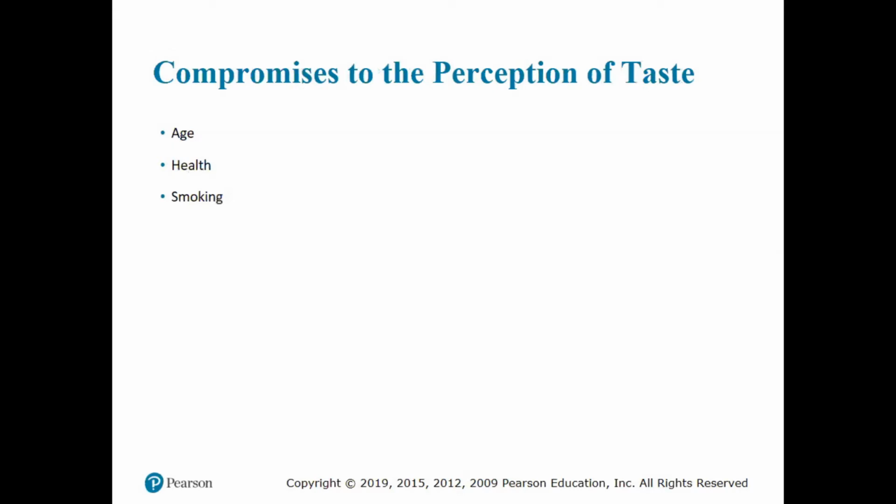Some compromises to perception. Age. The older we get, the less responsive our taste buds are. So it actually makes sense as to why kids are picky eaters. Their taste buds are more sensitive than what we have as adults. Think about how many things you did not like as a kid. You got brave enough to try it as an adult, and you're like, hey, this isn't bad.